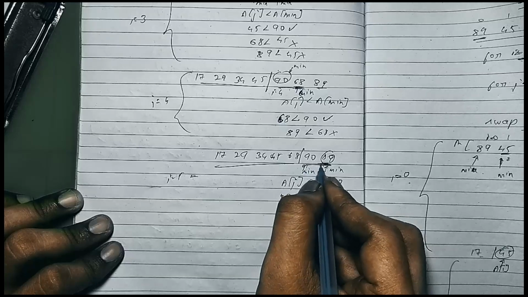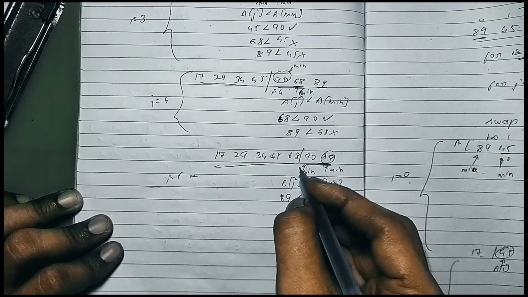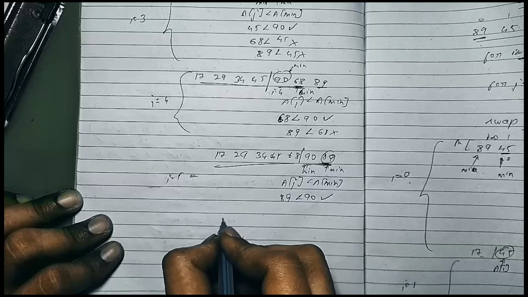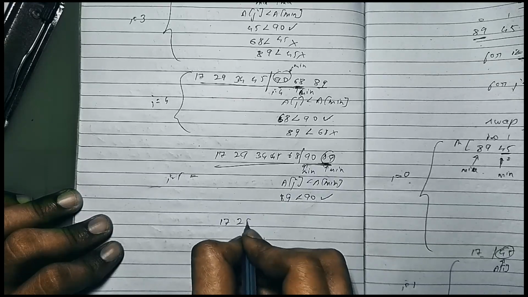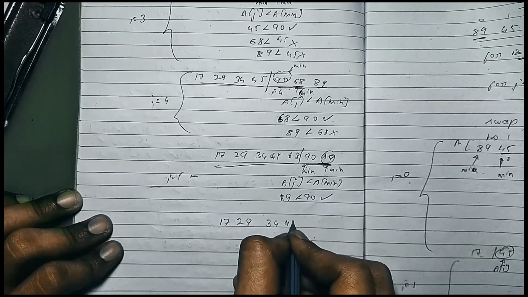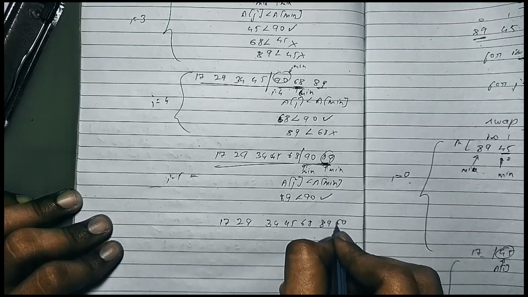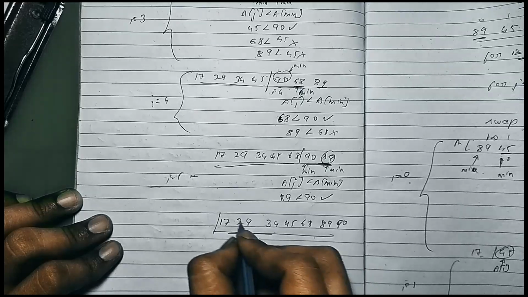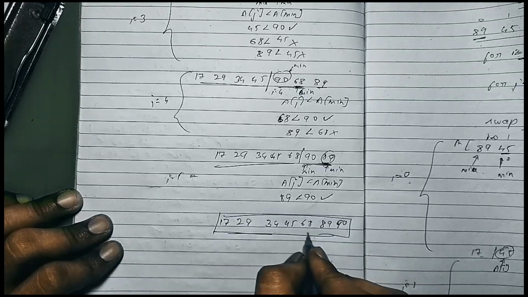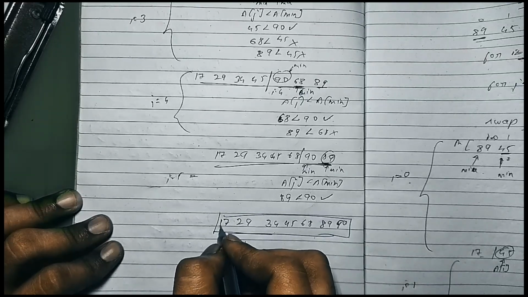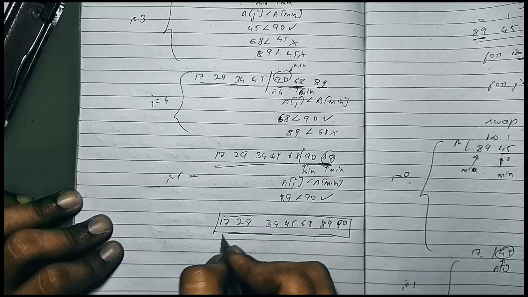And again this condition is true, so it comes out of the two for loops, and it will swap these two elements. So now the array of elements will become 17, 29, 34, 45, 68, 89, 90. So these elements are now in sorted order, in ascending order. This is the correct solution.